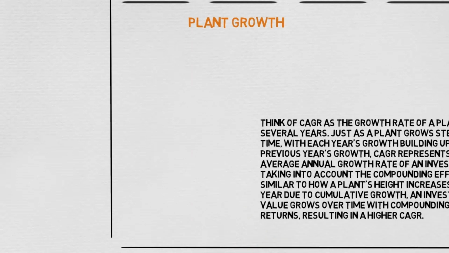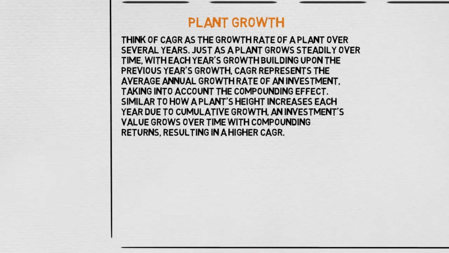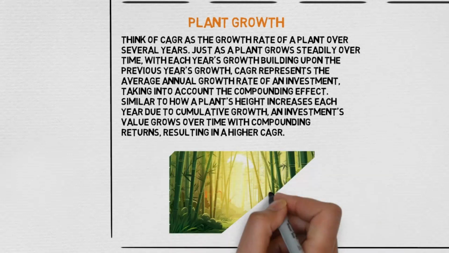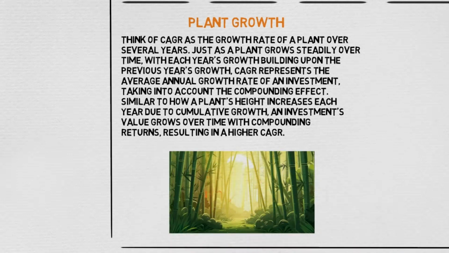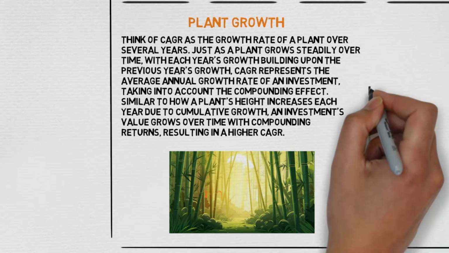Plant growth. Think of CAGR as the growth rate of a plant over several years. Just as a plant grows steadily over time, with each year's growth building upon the previous year's growth, CAGR represents the average annual growth rate of an investment, taking into account the compounding effect. Similar to how a plant's height increases each year due to cumulative growth, an investment's value grows over time with compounding returns, resulting in a higher CAGR.